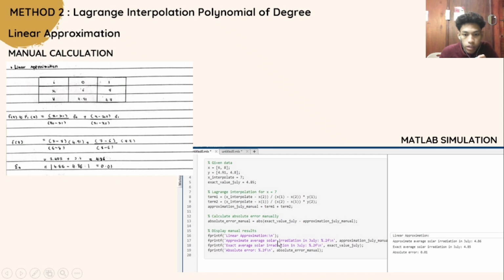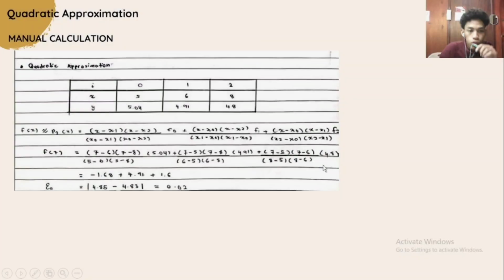This coding is just to display the manual result. What we got here is the final answer, the same as the manual calculation. Linear approximation, approximate average solar irradiation in July is 4.86. The exact value is 4.85, and the absolute error is 0.01, same as the manual calculation. Next is the quadratic approximation.